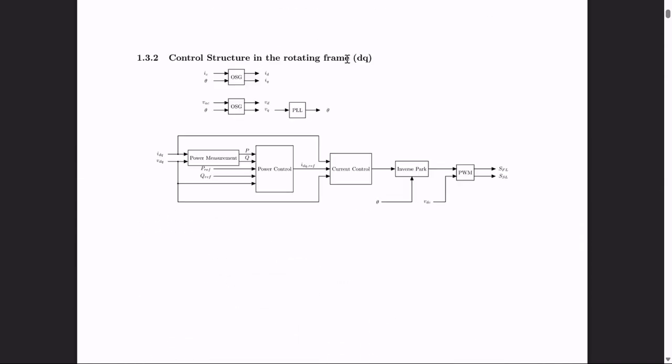And here's the control circuit for the DQ. The OSG is basically a way to transform from ABC coordinates to DQ coordinates. Then we have a PLL to find the angle of the grid voltage. Here we have the power measurement, which finds the active power and the reactive power. Then we have the power controller, and then the current controller, and then we transform back to the ABC coordinates. And then we have the PWM.